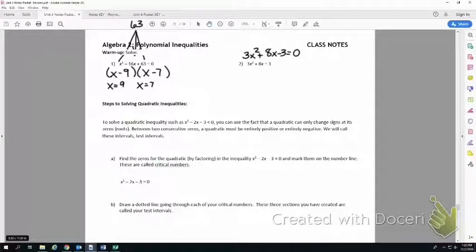Now what do I do? The little TP. Okay. 3 times negative 3 is negative 9. What factors of negative 9 add up to positive 8? 9 and negative 1.